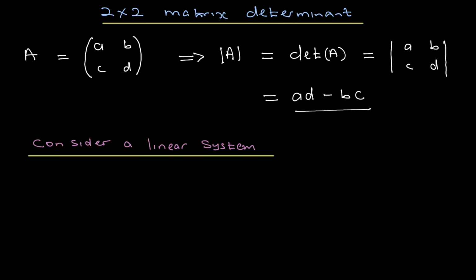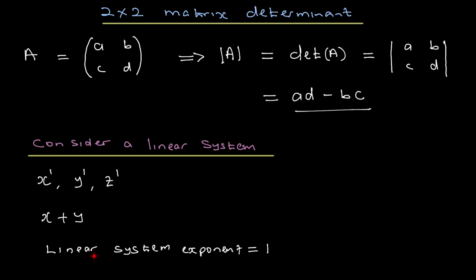Now let's explain where this is coming from. If you consider a linear system, what we mean by linear is that if you have x to the power 1, or y to the power 1, or z to the power 1, that's what we call a linear system, because the exponent, or the power, is 1, and you can mix them. So x plus y is still a linear system. We're just adding. That's x to the power 1, y to the power 1. So in a linear system the exponent equals 1.